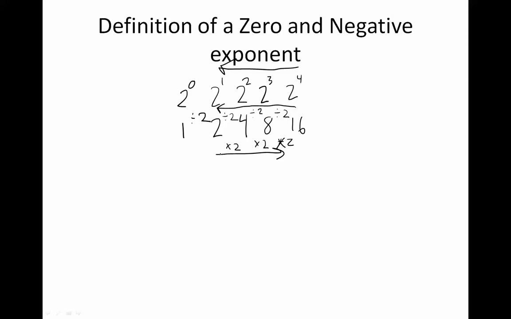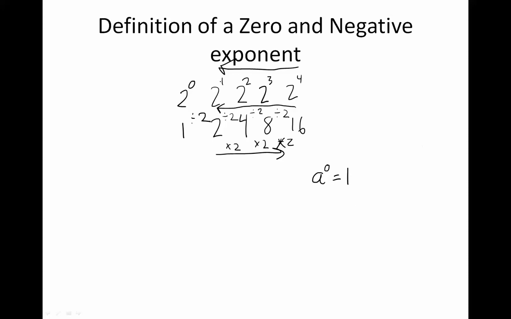And as it turns out, no matter what number you're using, that property always holds true. If this were 4, this would be 4 divided by 4, and I would get 1 when I did 4 to the 0. And if it were 100, I would have 100 divided by 100, which would be 1. So the zero property, the rule when it comes to zeros, is that any number to the 0th power is always equal to 1.